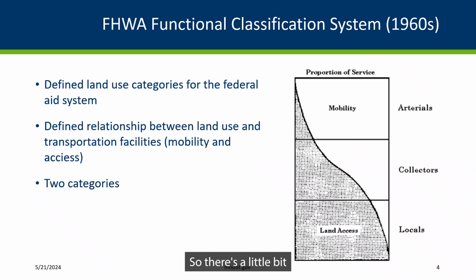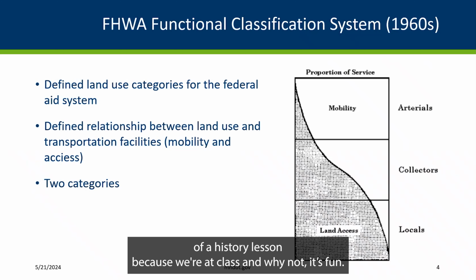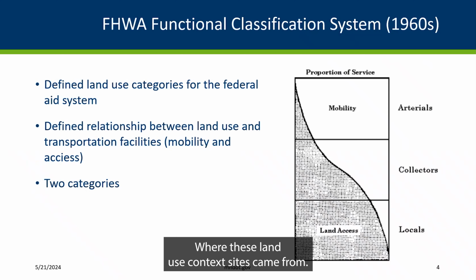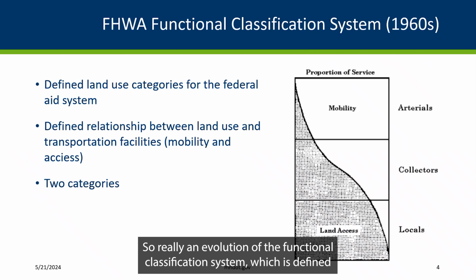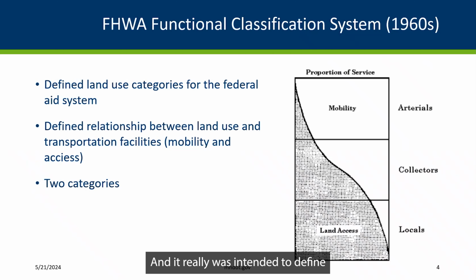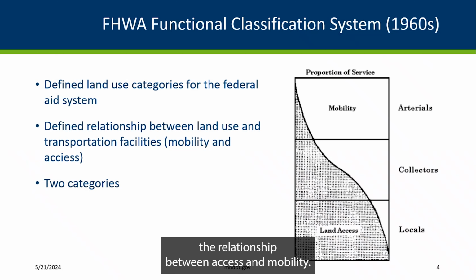So just a little bit of history lesson, because we're at class and why not? It's fun, on where these land use context types came from. They're really an evolution of the functional classification system, which was defined when they conceptualized the federal aid system, a long time ago. And it really was intended to define the relationship between access and mobility.